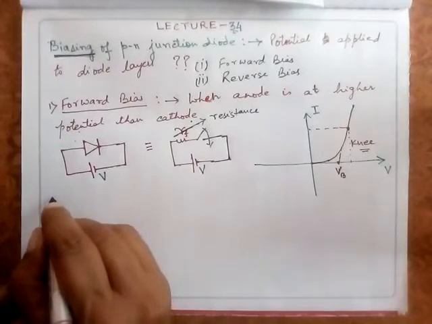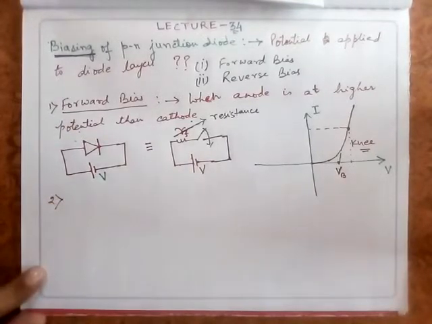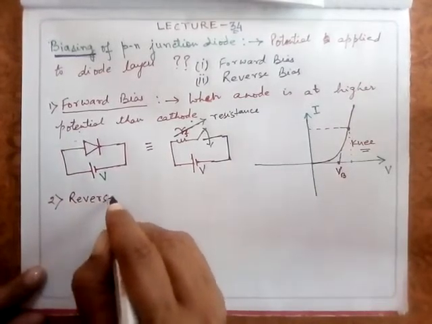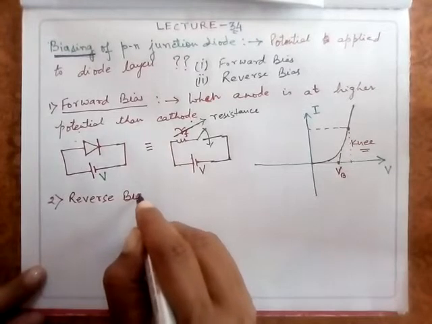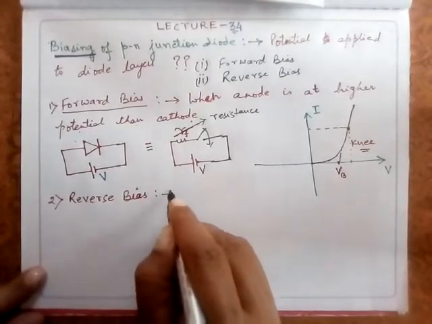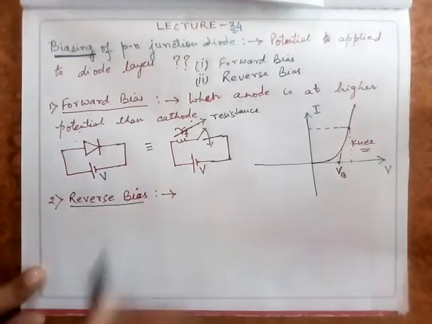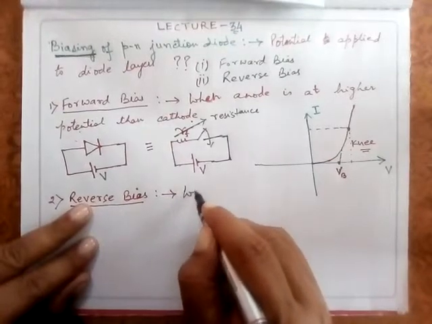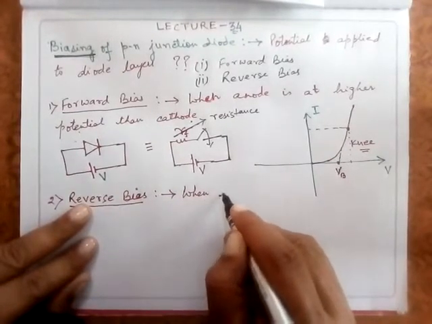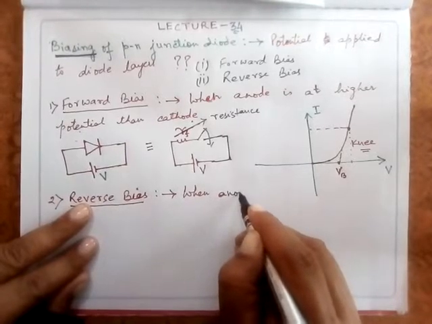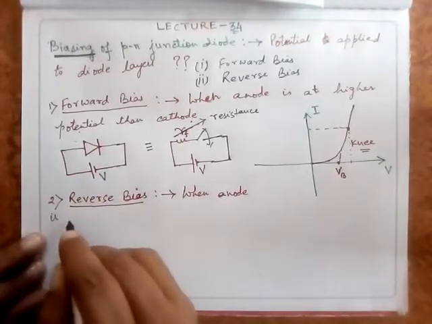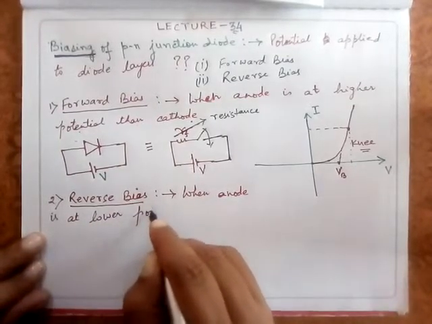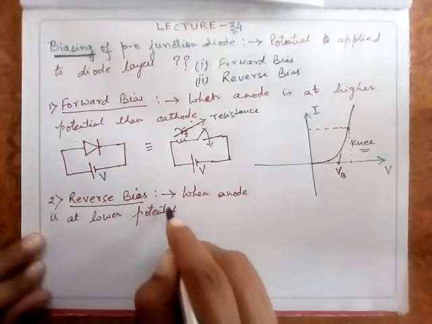Let's talk about the reverse bias. What happens under reverse bias condition, and what is the definition of reverse bias? Just the reverse of this: when anode is at lower potential than cathode.